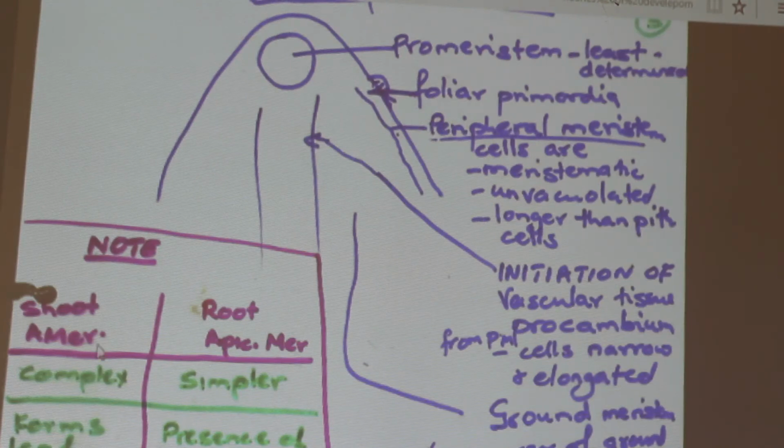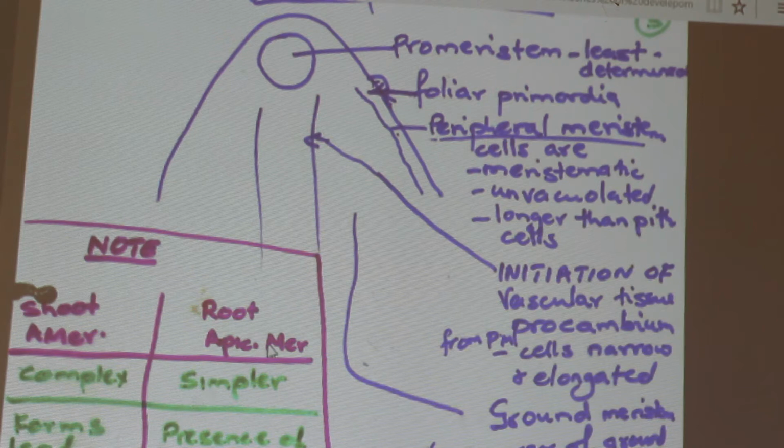There are two apical meristems, that of the shoot and that of the root. These are not the same. The shoot apical meristem is complex. It's complex because it has to take into account the formation of leaves, which we call leaf primordia. Primordia means the primary meristem that will give rise to the leaf. The swelling, the mound, is a primordia.